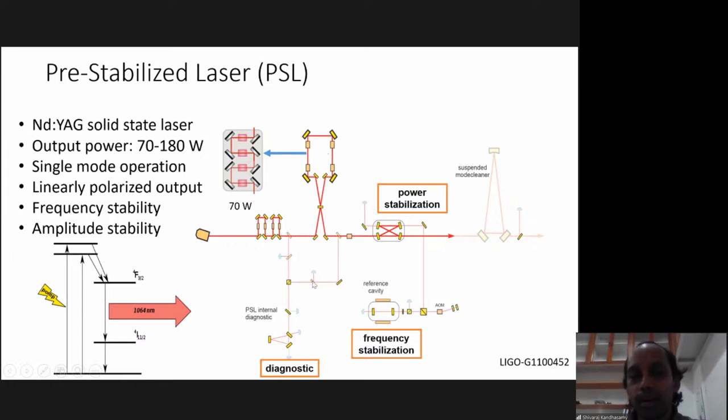Here is a schematic showing how these things are done. You have this laser crystal, and you basically get a 1 watt laser, which is amplified through multiple stages, and also filtered both in terms of power and in terms of frequency. You also have another cavity that controls this frequency and power. After all this cleaning, the laser is sent into the interferometer, and it is further amplified through the Fabry-Perot cavities and power recycling cavities.